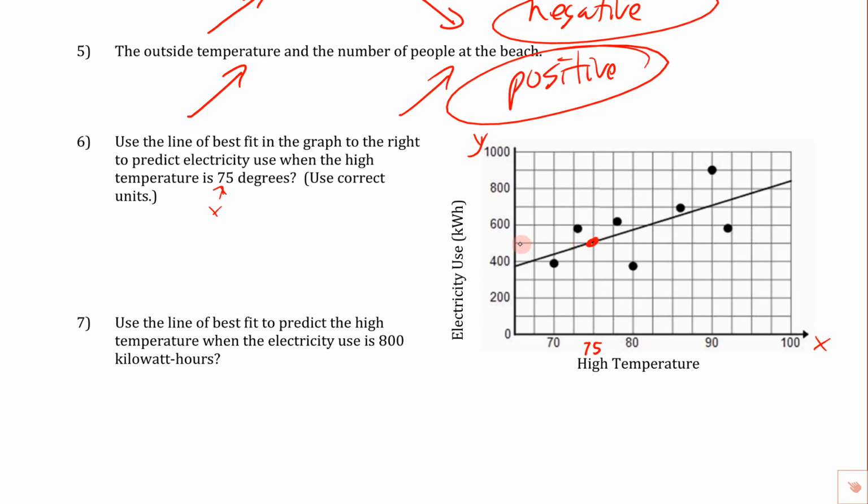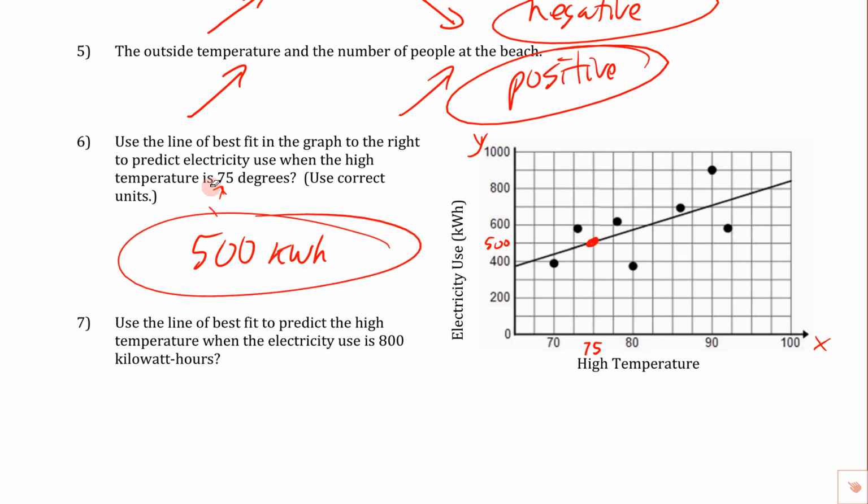So let's think about what this would be. 75 degrees on the line, it fits in this nice linear pattern, this general positive linear correlation. So about right there, let's come over here. I think that would be 500. So we're going to write down 500, and then the units would be kWh. So we're going to go ahead and circle that right there. Okay, and I'm going to move that x up there so it looks like we had the x. And then we're going to take a look at the next problem.